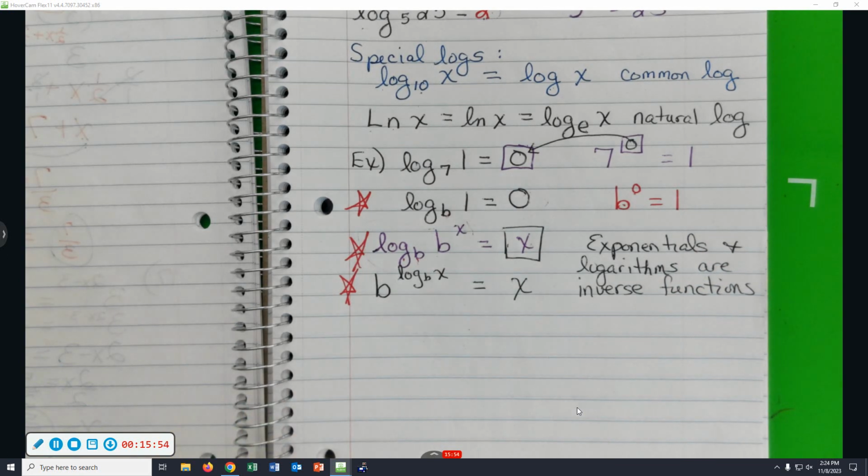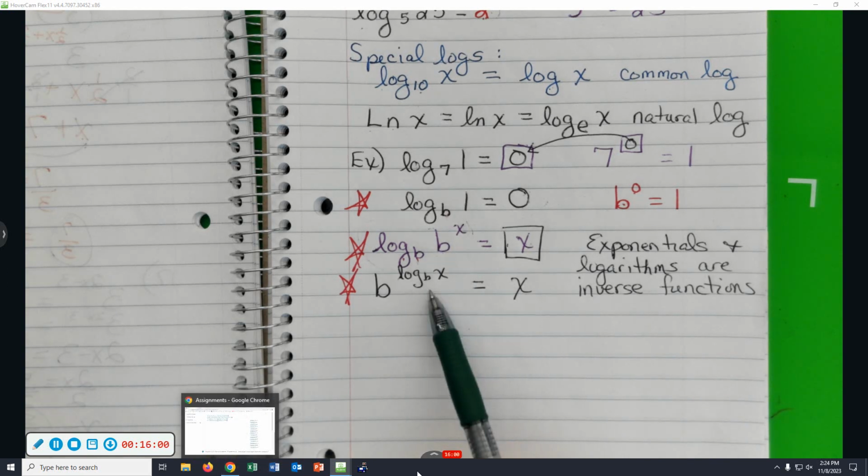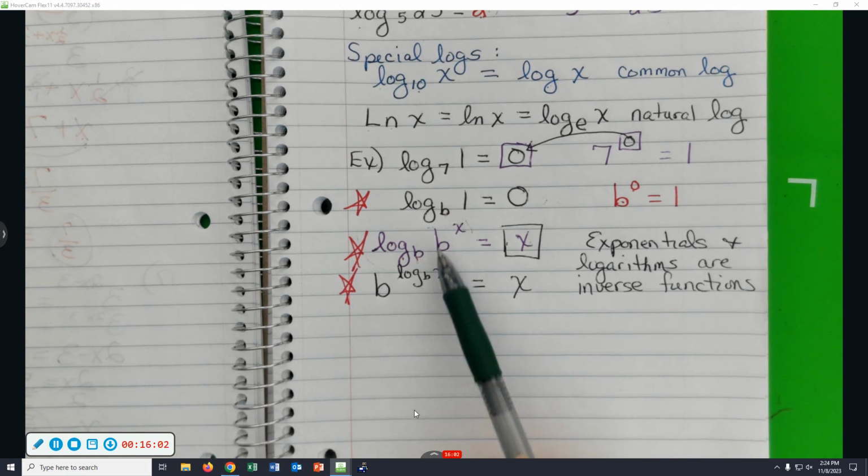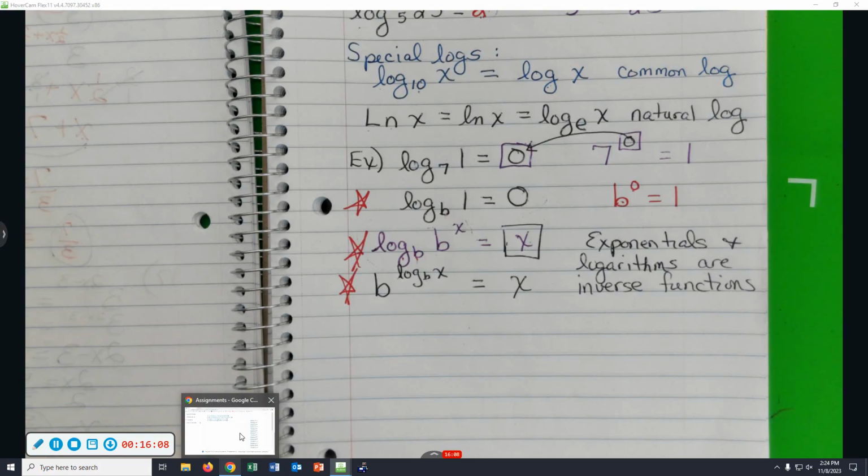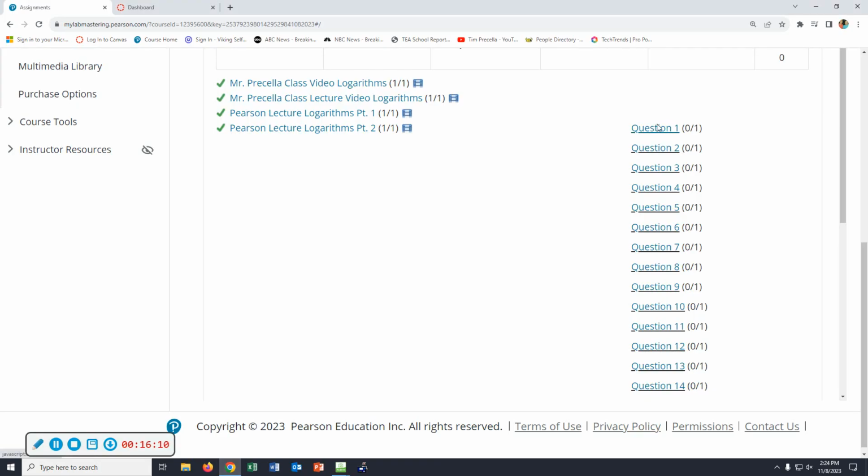Okay, I think maybe now we're ready to actually do a problem. But these two statements are going to be very important, not just in this assignment, but in the next assignment, on the Monday assignment as well. So here we go. Number 1.